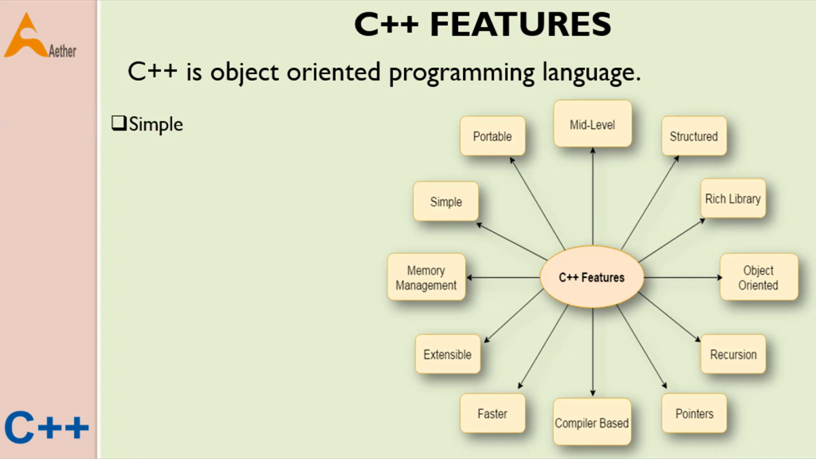Simple. C++ is a simple language in the sense that it provides structured approach to break the problem into parts, rich set of library functions, data types, etc. Machine independent or portable. Unlike assembly language, C programs can be executed in many machines with little bit or no change. But it is not platform independent.